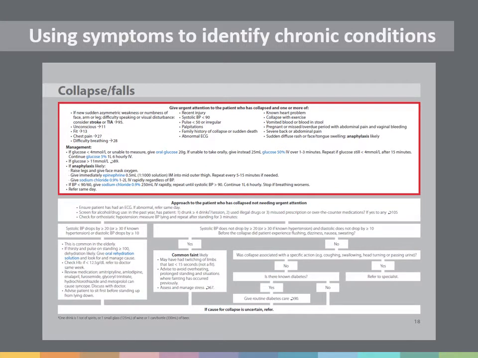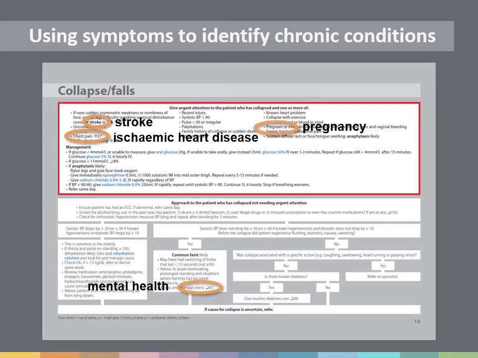The symptom pages also use the opportunity to identify underlying chronic conditions that require routine care. This collapse page, for example, includes the possible diagnosis of stroke, ischemic heart disease, pregnancy, mental health issues, and diabetes.